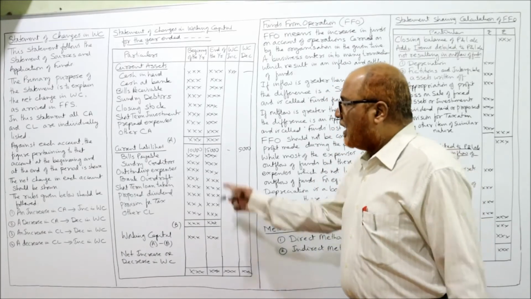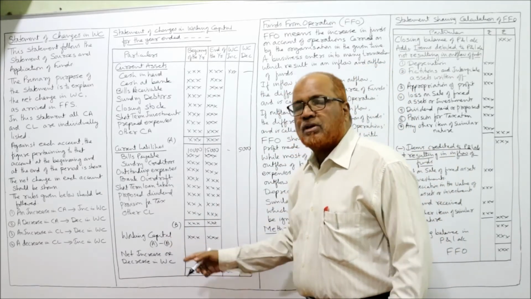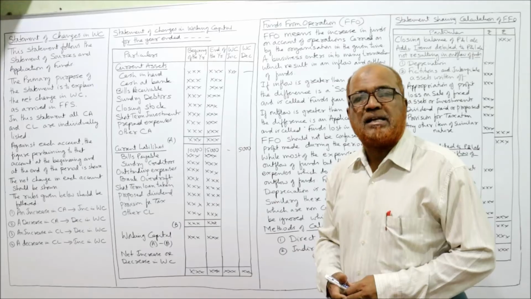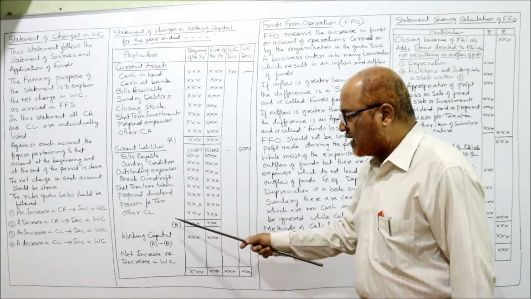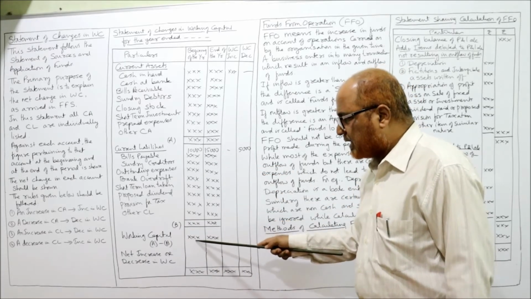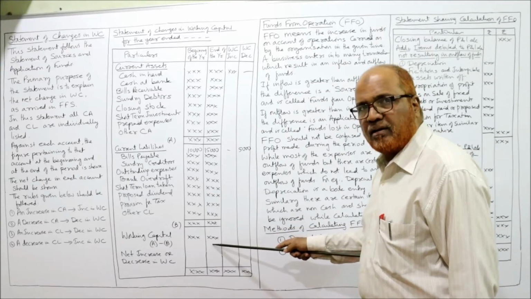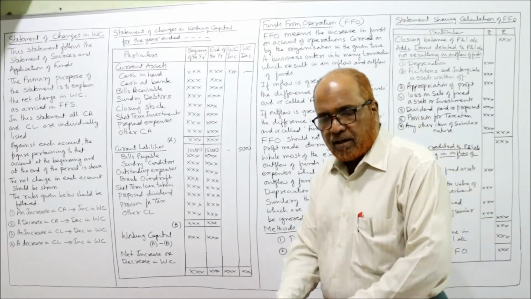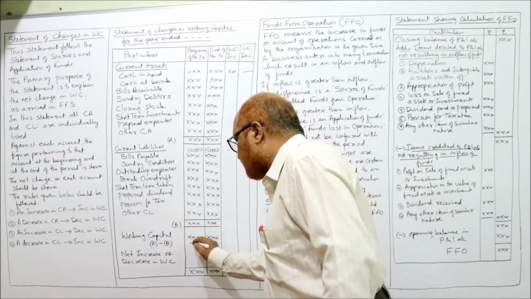That's it. After taking all these increases and decreases, find out the working capital. Working capital is current asset minus current liability. Here you will have current asset as A and current liability as B. So A minus B, you will get the working capital for last year. Similarly, A minus B, you will get the working capital for the current year. Now compare it. Compare the working capital. Suppose the working capital last year is 50,000.